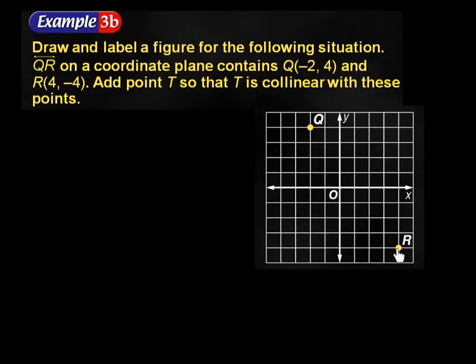And they want it to be collinear with these points, so on the same line. So let's draw in the line. And I'm not using a straight edge, so good luck. Hey, that was pretty good for freehanding. Okay, and so I need to pick a point anywhere on that line. Looks like (0, 2) would work there, and we're going to label that point T.